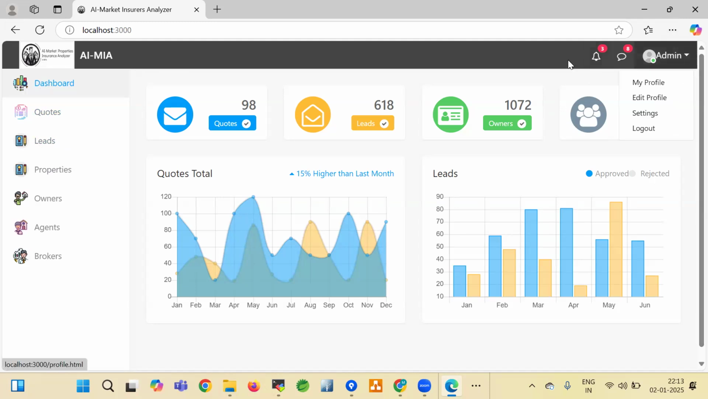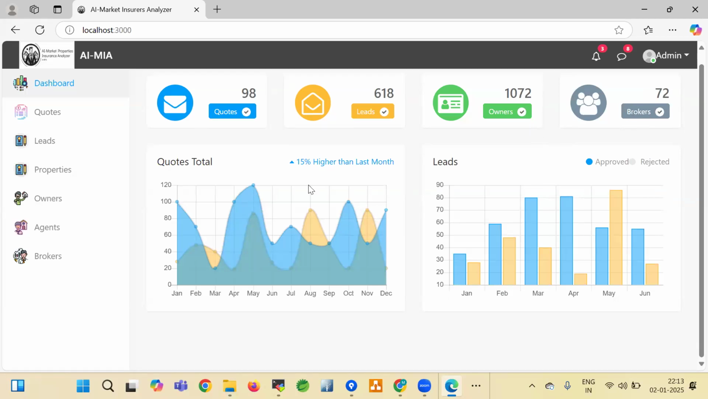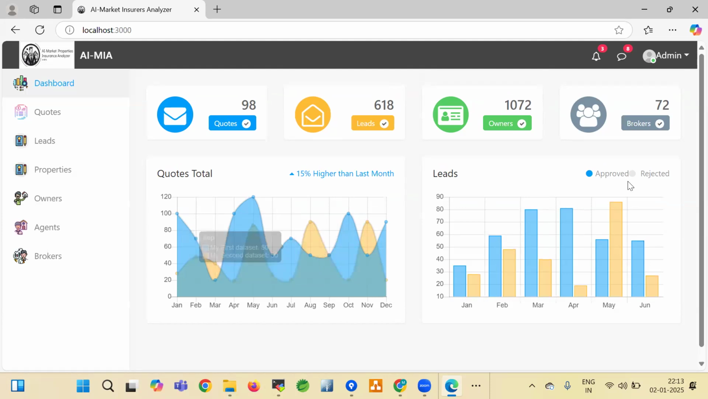The administrator, when logged in, can see how many quotations the ACMA received, how many property owners were onboarded or registered or created a quotation, how many brokers there were, how many agents there were in the last week, how many total quotations we got, and all these things are in the dashboard.